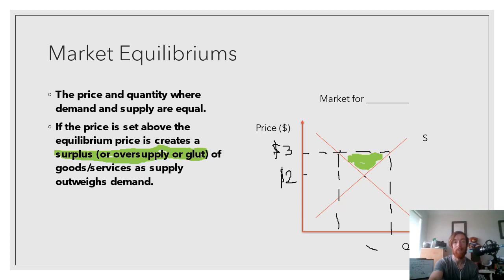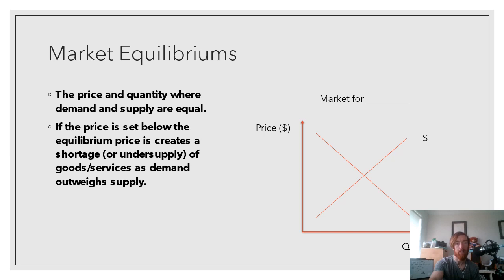So whenever the price is set above the equilibrium price, it's going to lead to an oversupply or glut because supply outweighs demand. Businesses start supplying a whole lot more because they are profit motivated, and this leads to there being too much supply and not enough demand.